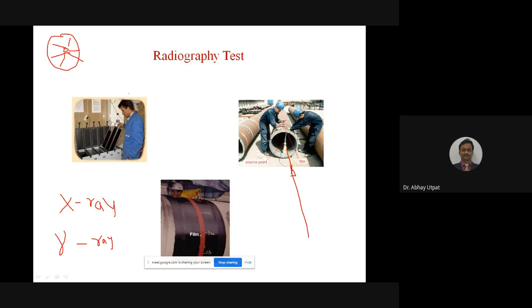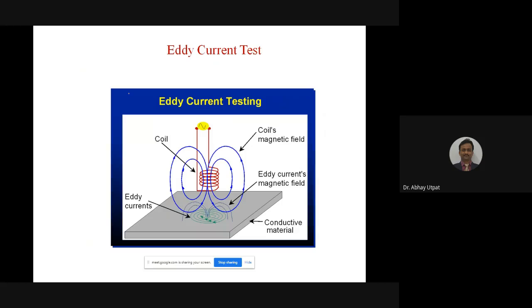The main advantage of X-ray test is it is not only used for subsurface cracks, not only severity, but also it will show actual location and actual figure, actual photograph of the crack. This is last one, eddy current test. See the figures carefully.